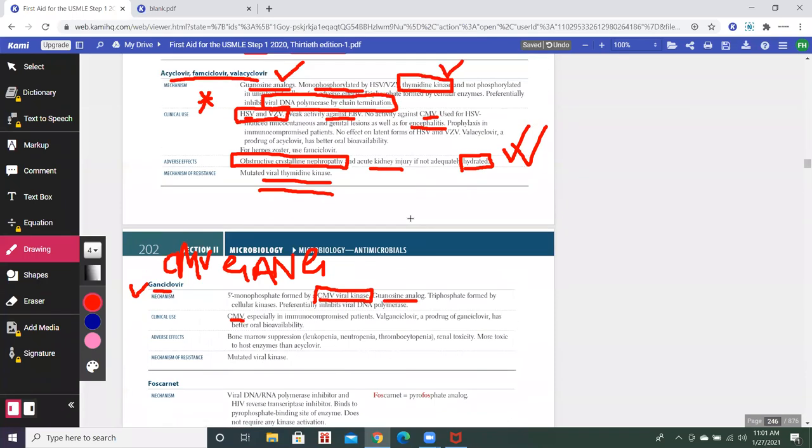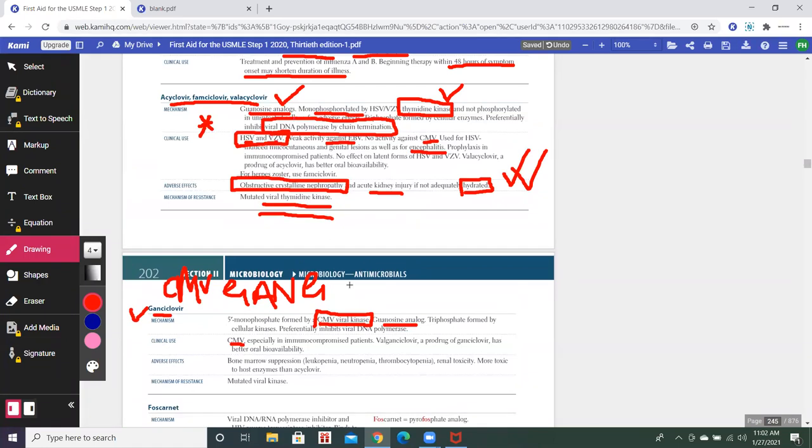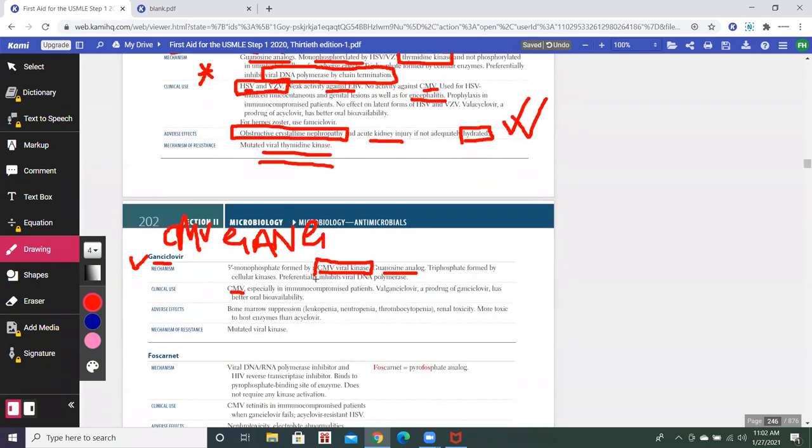Once again, like acyclovir, it's a guanosine analog, but unlike acyclovir, which has to be activated by thymidine kinase, this has to be activated by viral kinase. Triphosphate formed by cellular kinases preferentially inhibits viral DNA polymerase. The clinical use is cytomegalovirus, especially in immunocompromised patients who have cytomegalovirus infection.